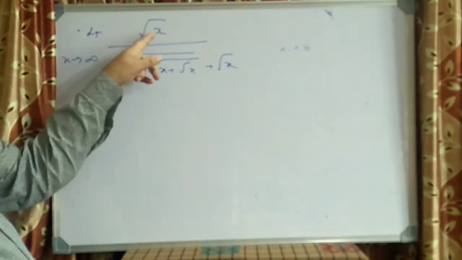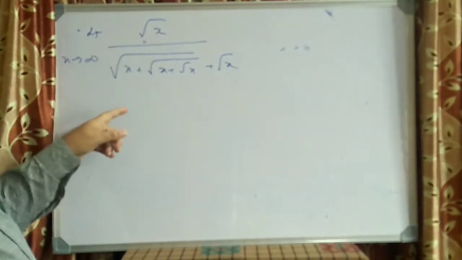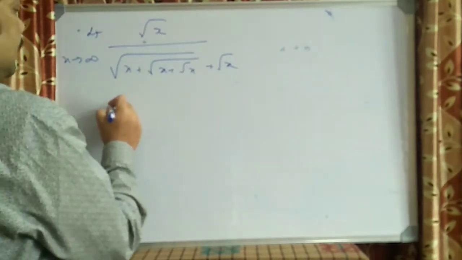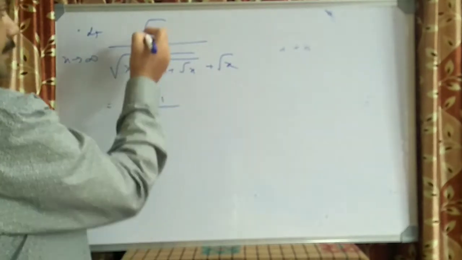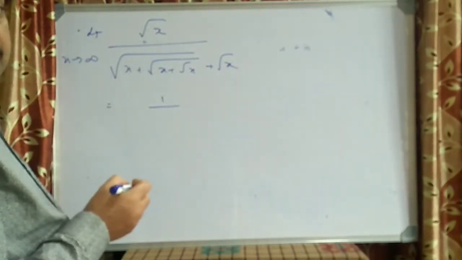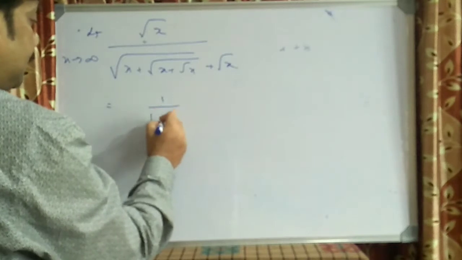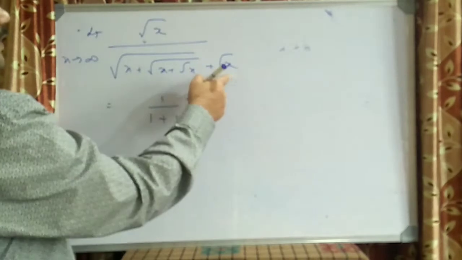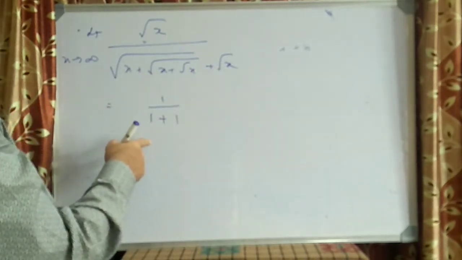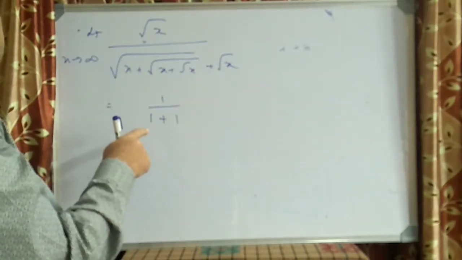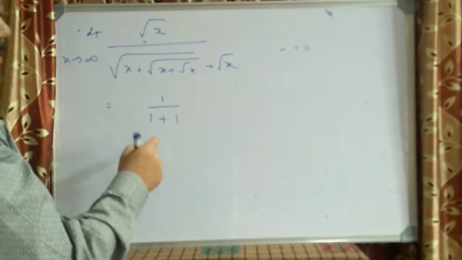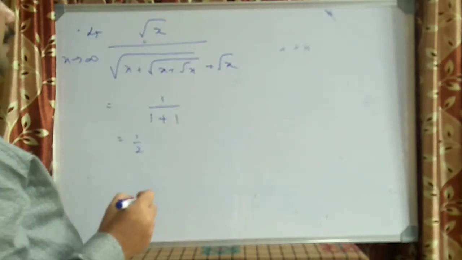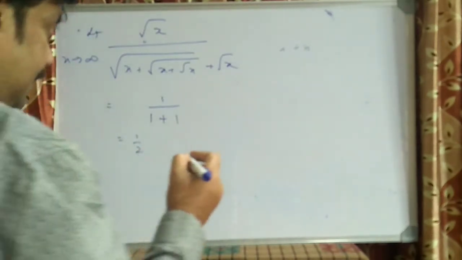In the numerator I am having 1 by 2 highest degree. In the denominator also I am having 1 by 2 highest degree. So the highest power coefficients are the same. So 1 by 1 plus 1. But here the confusion is, I am having two terms with the same power. So I am adding the coefficients which are having the same power in the denominator. So your answer will be 1 by 2.